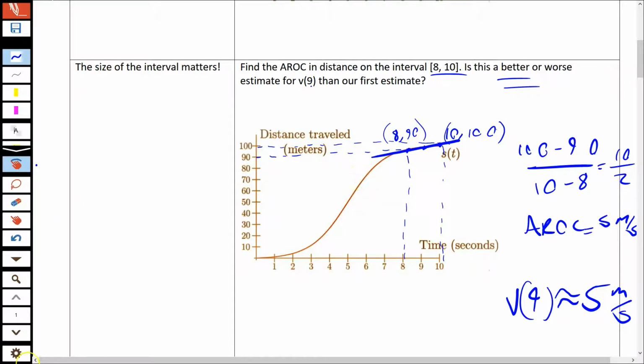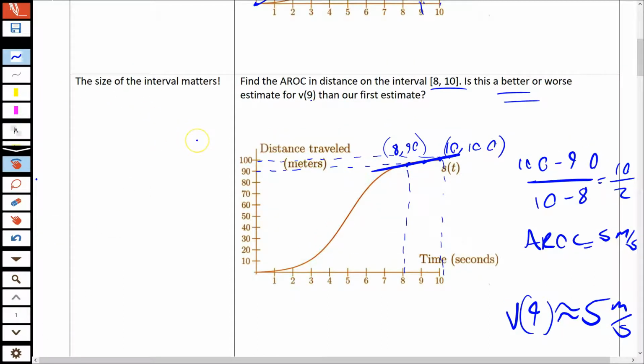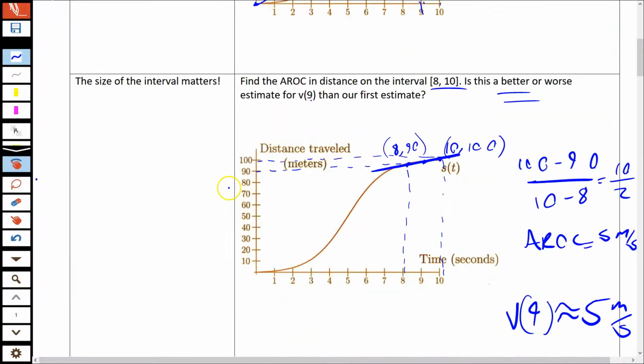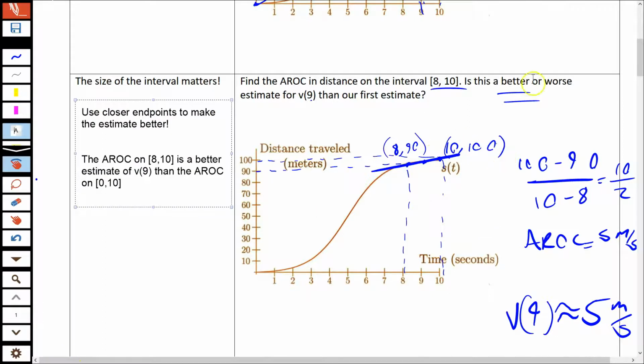Okay? So the size of this interval matters, and we can pick intervals that are smaller to get better estimates of what our speedometer says at a certain rate. So the smaller the interval is around a point, the better estimates we can make. We're zooming in on the point we're interested in.